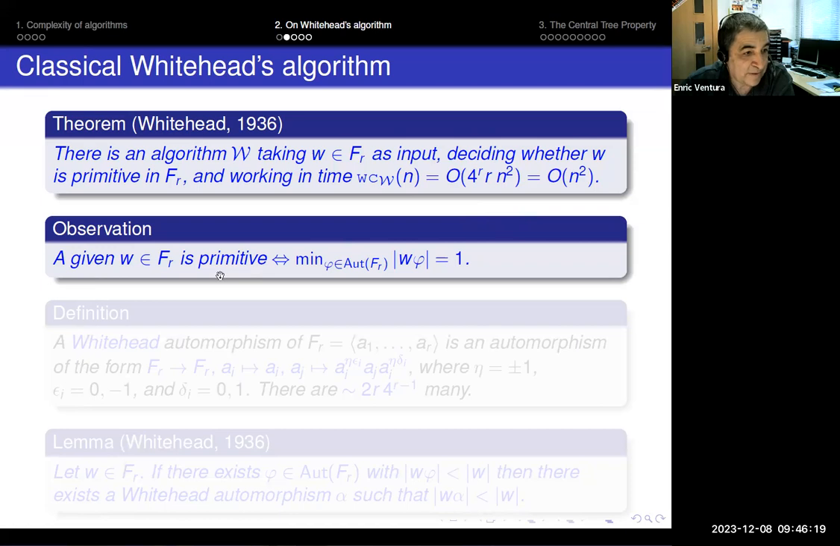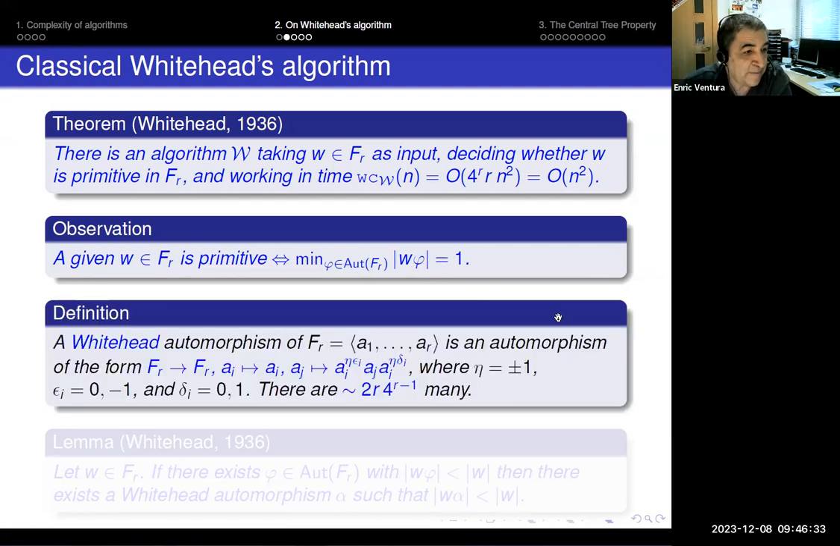Well, a very easy observation: an element is primitive if and only if the shortest possible element in its orbit has length 1. So it's if and only if you can map it by an automorphism to a single letter. And then Whitehead introduced these so-called Whitehead automorphisms, which are very easy ones, just fixing one letter and sending the other letters to themselves, pre and post multiplied by the fixed letter, maybe to the 1 or to the -1.